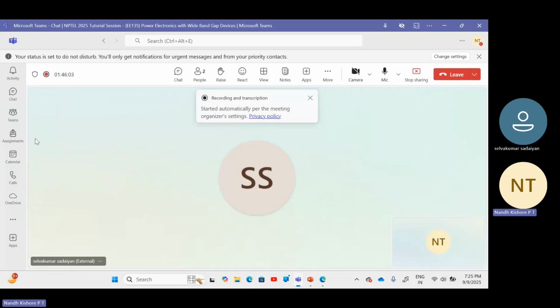Today just one part is remaining, that is the switching energy. I will teach that and then we will close for the day. From next class we'll start heat.